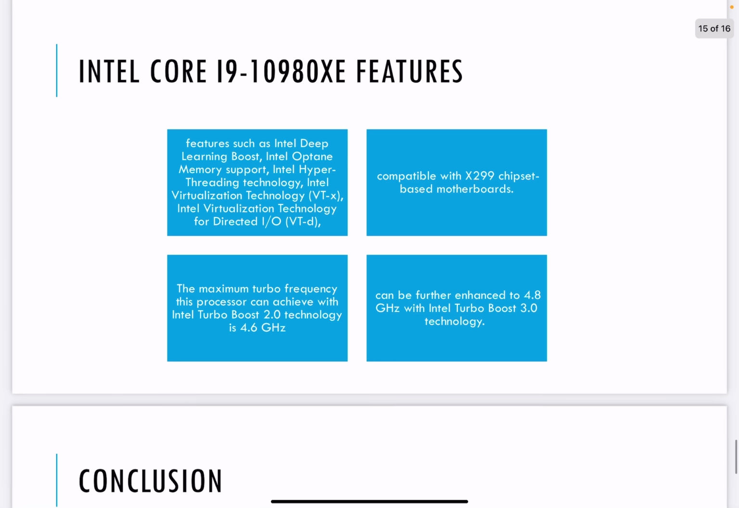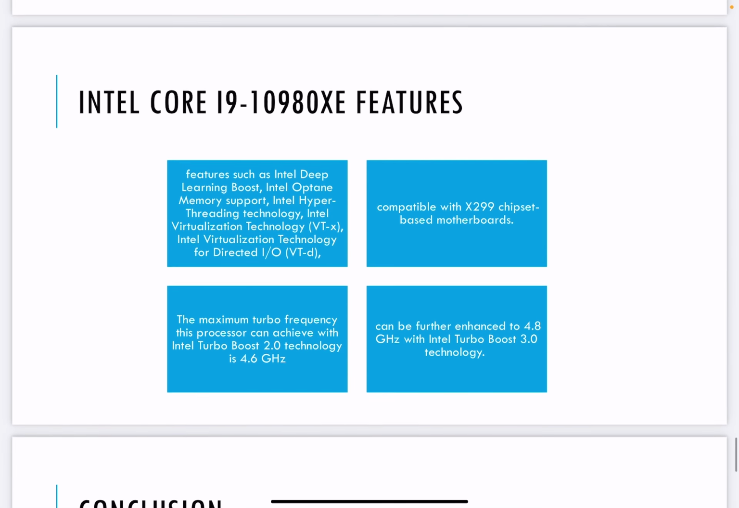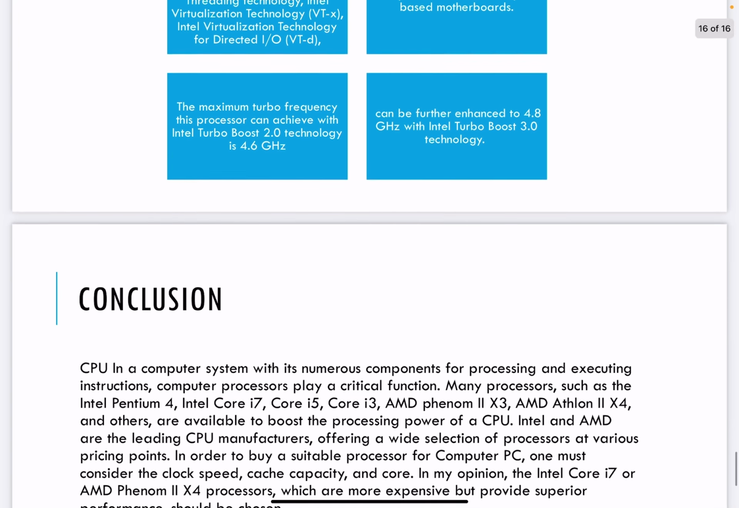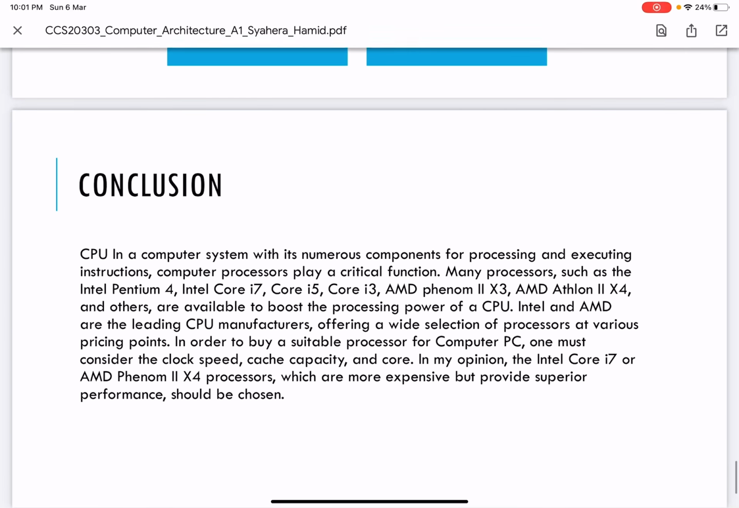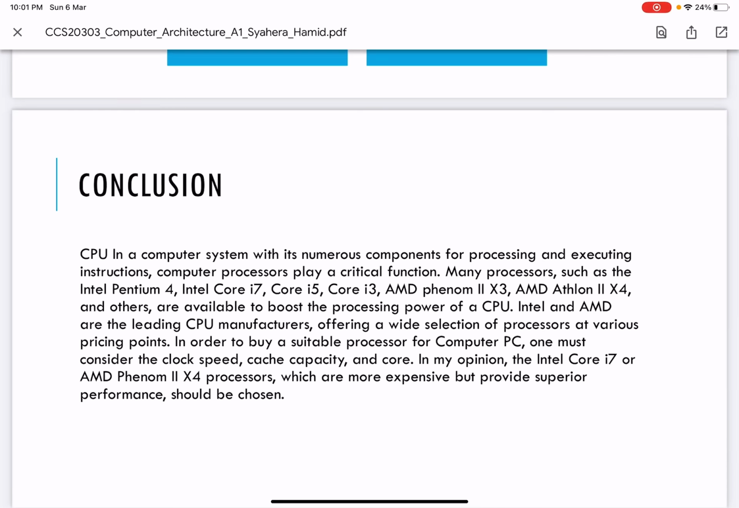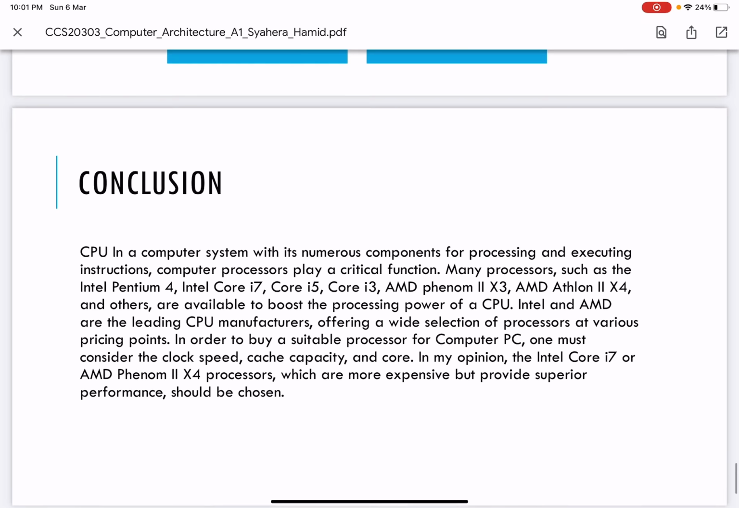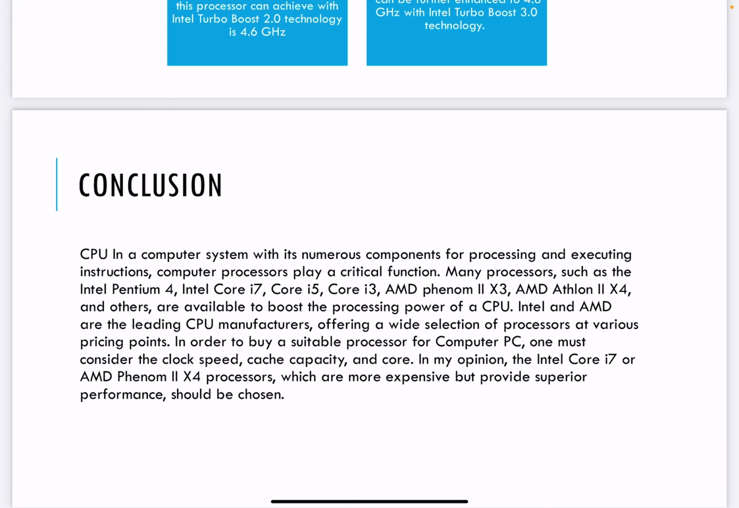So that's all for the two types of CPU from me. So for the conclusion, the CPU in a computer system, with its numerous components for processing and executing instructions, computer processors play a critical function. Many processors such as the Intel Pentium 4, Intel Core i7, Core i5, Core i3, AMD Phenom II X3, AMD Athlon II X4 and others are available to boost processing power of CPU.